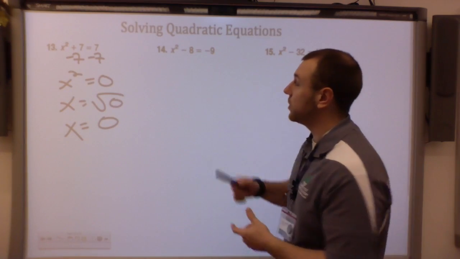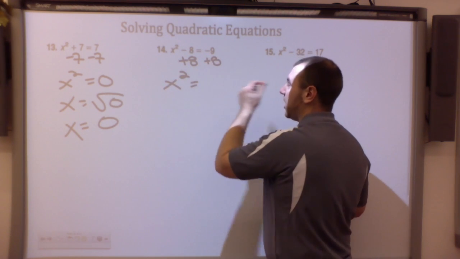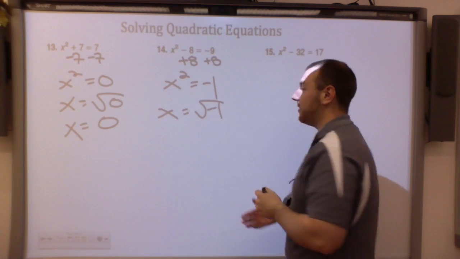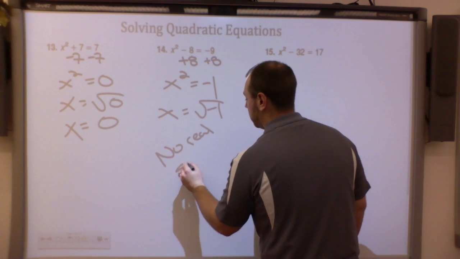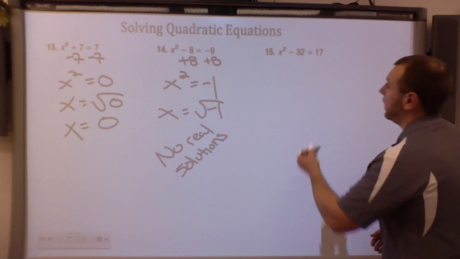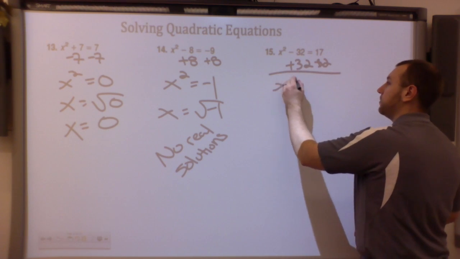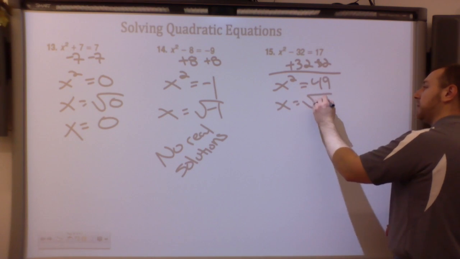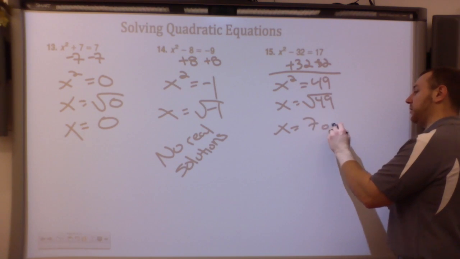For 14, I add 8. X squared equals, this is -1. Now when I do the square root, I have a negative number. There's no real solutions. Okay? And here, this is my normal one, where I'm going to add 32 and get x squared equals 49. I then find the square root. Now it's a positive number, 7 or -7.